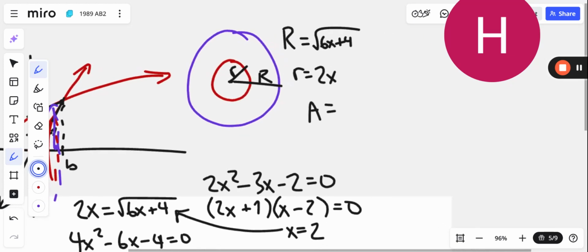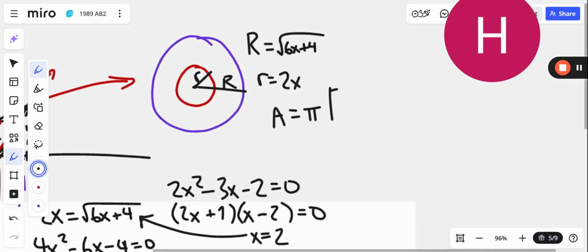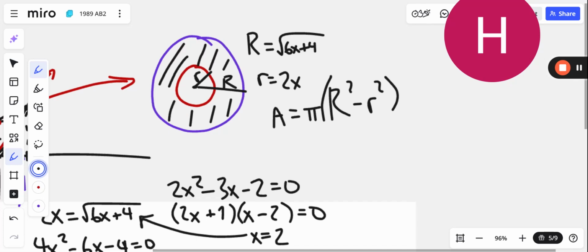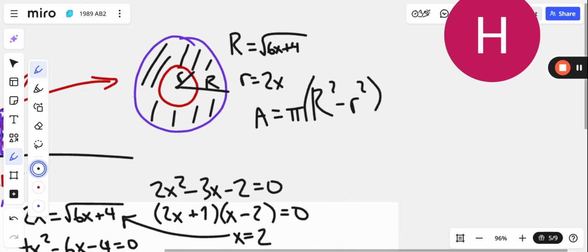So the area of these cross-sectional slices is given by pi big R squared minus little r squared. Really, that's just pi big R squared, but then minus pi little r squared, because we're just taking the area in between these circles. And if we express that in x, this is simply going to be 6x plus 4 minus 4x squared.